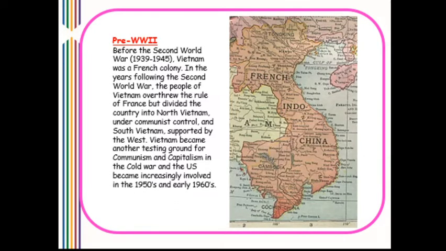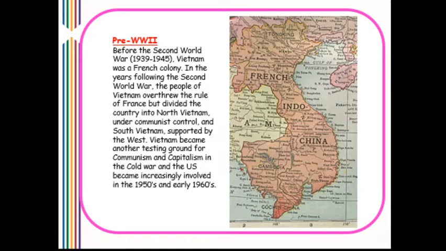So before the Second World War, Vietnam was actually a French colony, so it's owned by the French. In the years following the Second World War, the people of Vietnam managed to overthrow the rule of France, but they divided the country into north under communist control and then south supported by the west. That's where American involvement comes in.